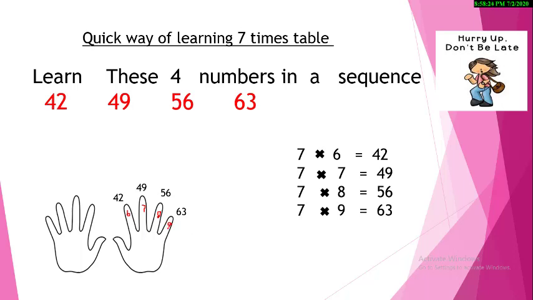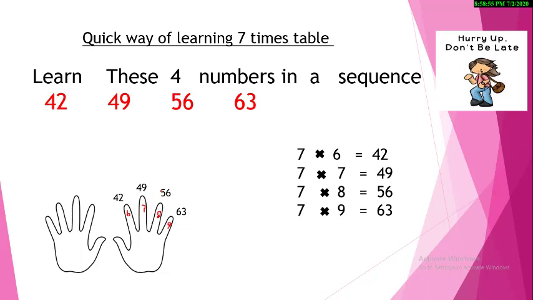So if somebody asks you 7 8s are, you just quickly say 42, 49, 56. Yes, 7 8s are 56. This is the way to learn it. If somebody says, what are 7 6s? You will just say 6, as this finger represents 6, so you will say 42. And if somebody asks you 7 7s are, you will quickly say 42, 49. This finger represents 7. 7 7s are 49.